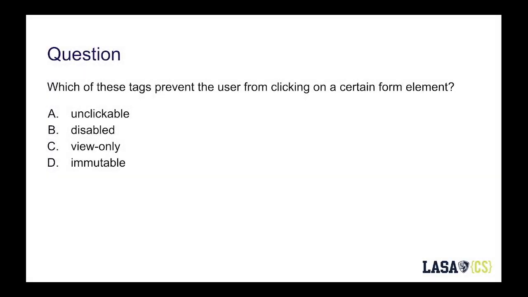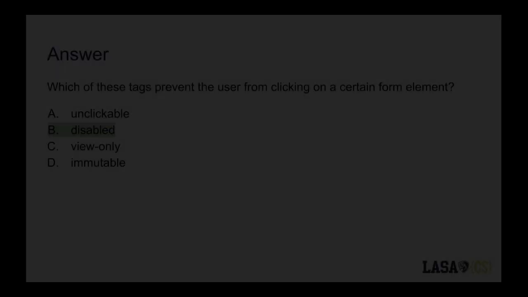So we're on to our first question. Which of these tags prevent the user from clicking on a certain form element? Is it A, unclickable, B, disabled, C, view only, or D, immutable? The correct answer is B, disabled.